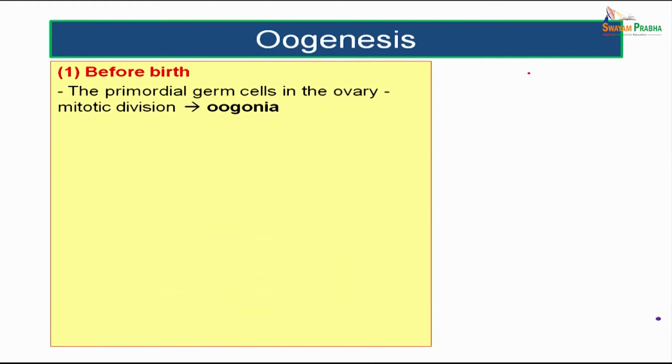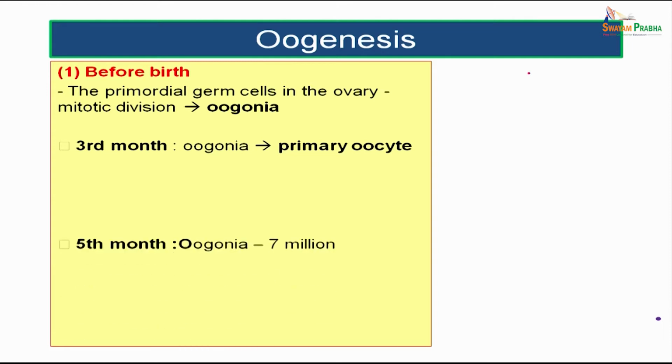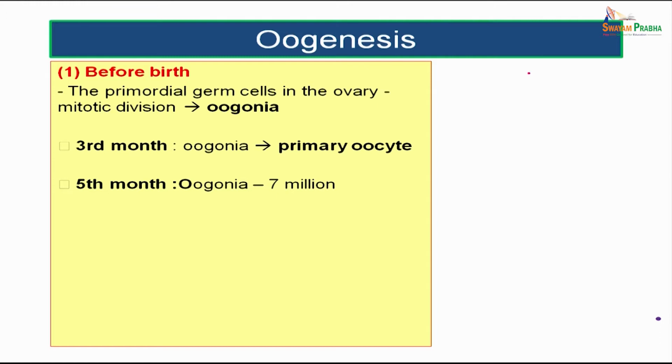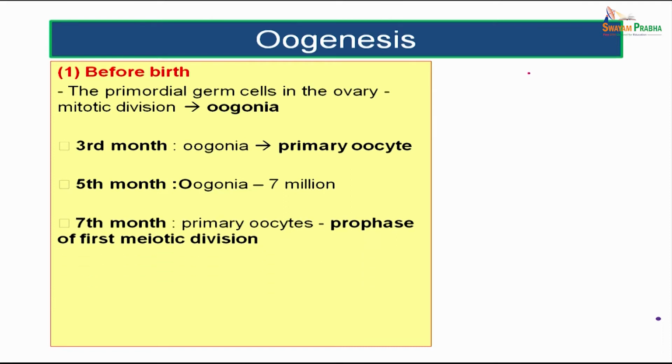Before birth, we have the primordial germ cells in the ovary, and they multiply and multiply by a process known as mitosis. By mitotic division, a larger number of primordial germ cells are formed and they are converted into oogonia. During the 3rd month of the intrauterine period, the oogonia will be transformed into primary oocytes. By the 5th month, you will have about 7 million oogonia within the female child, and by the end of the 7th month, the primary oocytes will start their first meiotic division.